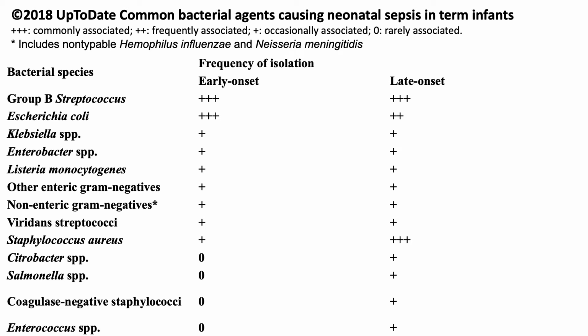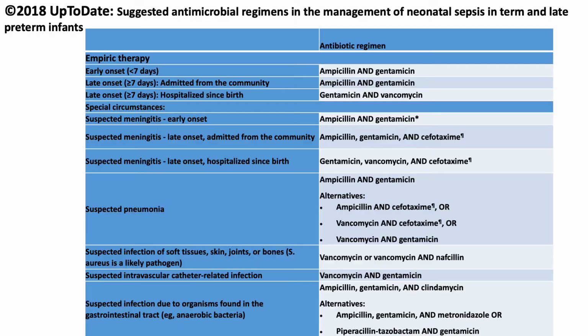occur in both early onset and late onset sepsis, while the others like Klebsiella, Enterobacter, Listeria monocytogenes, other enteric gram-negatives and non-enteric gram-negatives, and viridans Streptococci, all occur equally in early and late onset sepsis, while organisms like Acinetobacter, Salmonella, coagulase-negative staphylococci, and enterococci tend to occur only as late onset sepsis.